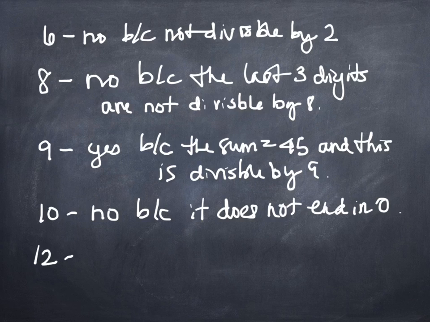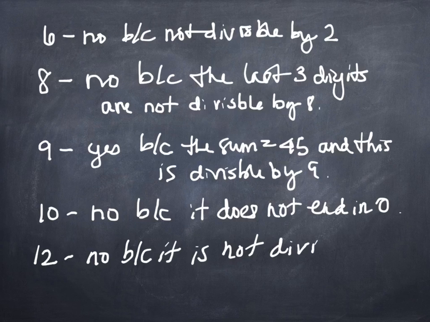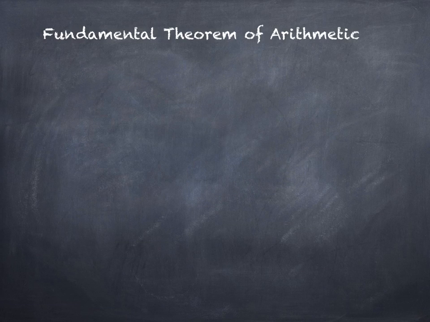And then 12 again is a no, and that one's because it is not divisible by 4. It's supposed to be divisible by 4 and 3, but it's divisible by 12. My teacher said it was easy.